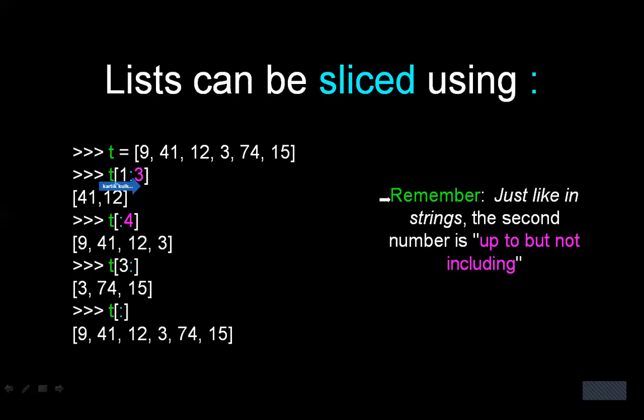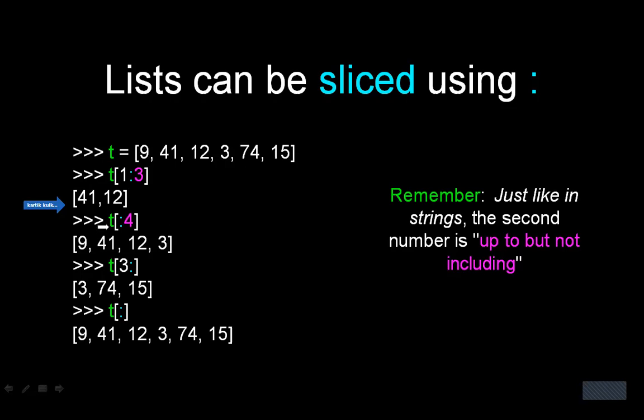See here, I have purposefully kept this in the slide. Remember, just like in strings, the second number is up to but not including. It means that only index number 1 and index number 2 are going to be displayed as output, but the third index number will not be included at all. That's what you need to understand. So here 41, 12 is the output of this particular statement.